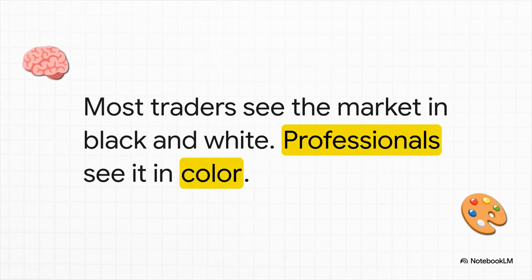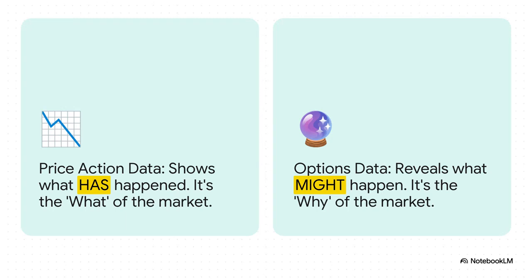Think about it this way. Just using price action is like watching a movie in black and white. Yeah, you can follow the plot, you know who the characters are, but you miss all the nuance, the mood, the richness. The pros, they've figured out how to see the market in full, vivid color. And they do it by tapping into a whole other data set. And that extra layer? It's options data.